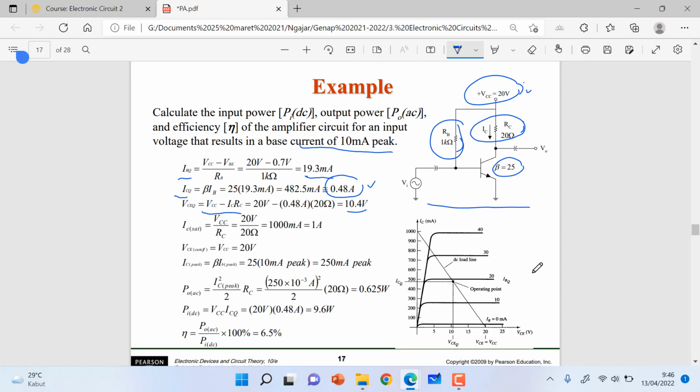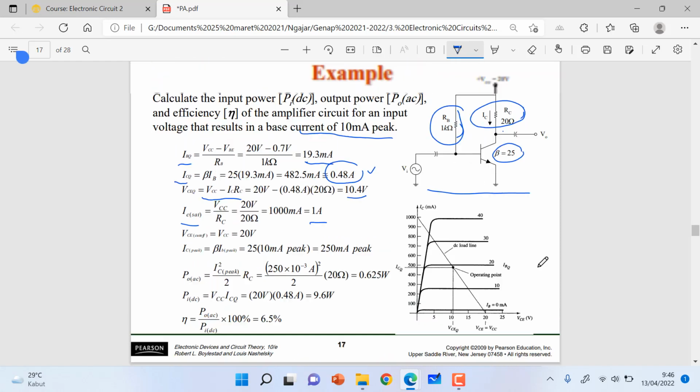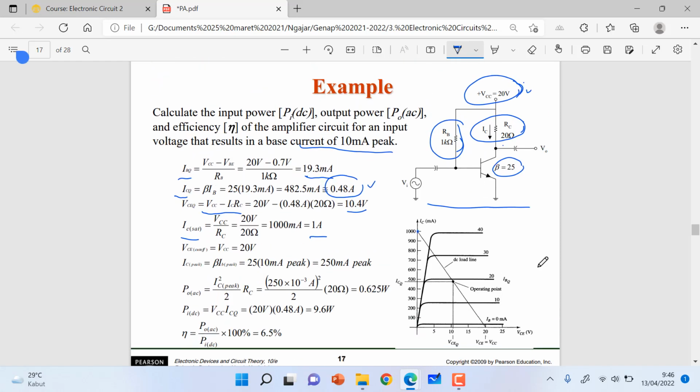Then we can calculate the IC saturation. IC saturation is VCC per RC. VCC is 20 volt, RC is 20, so we can get that IC sat is 1 ampere. So in the load line, we can draw that this is the IC saturation. And then in the load line also, we can draw that this is VCE equal to VCC. Then we can connect between this point and this point, so we can get this load line. So this is the load line of this circuit.